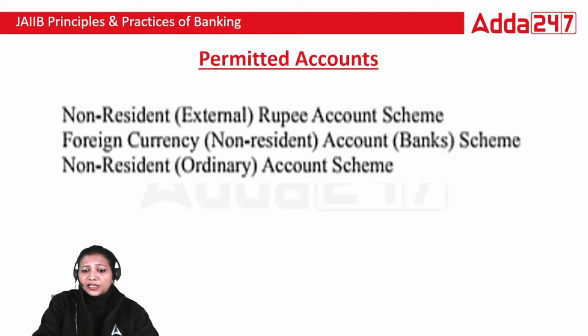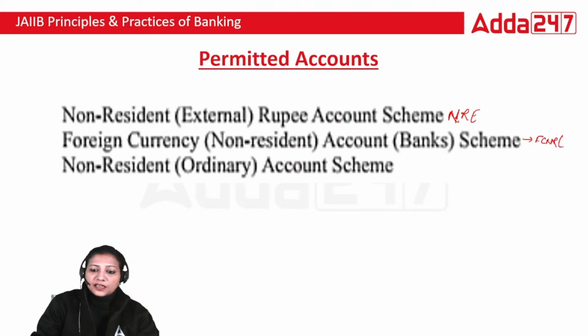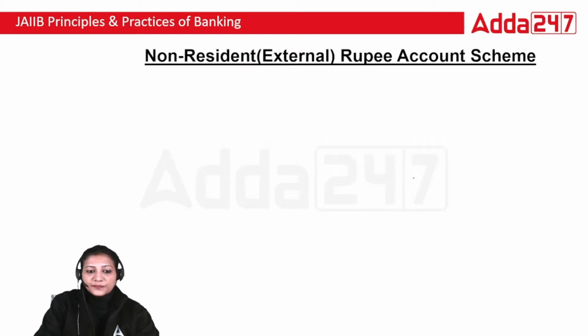We will see, when we go through the accounts one by one, why it is called non-resident external rupee account. Then we have the FCNRB account. In short we call this the NRE account, non-resident external account. This is in short called the FCNRB account, and the full form is foreign currency non-resident account banks scheme. And third is the non-resident ordinary account scheme, and this is in short called NRO accounts.